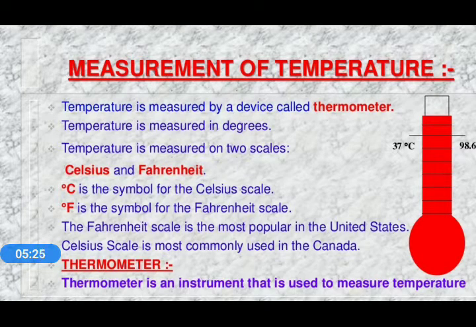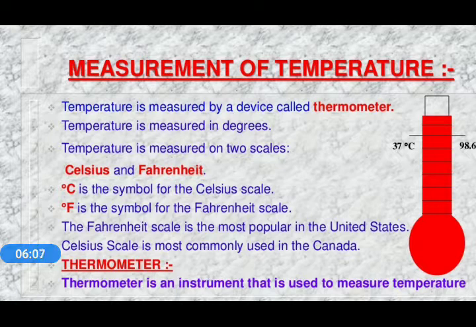The measurement of temperature. Temperature is measured by a device called a thermometer. Temperature is measured in degree Celsius. Temperature is measured on two scales, namely Celsius and Fahrenheit. Degree Celsius is the symbol for the Celsius scale and degree Fahrenheit is the symbol for the Fahrenheit scale. The Fahrenheit scale is the most popular in the United States. The Celsius scale is most commonly used in Canada.